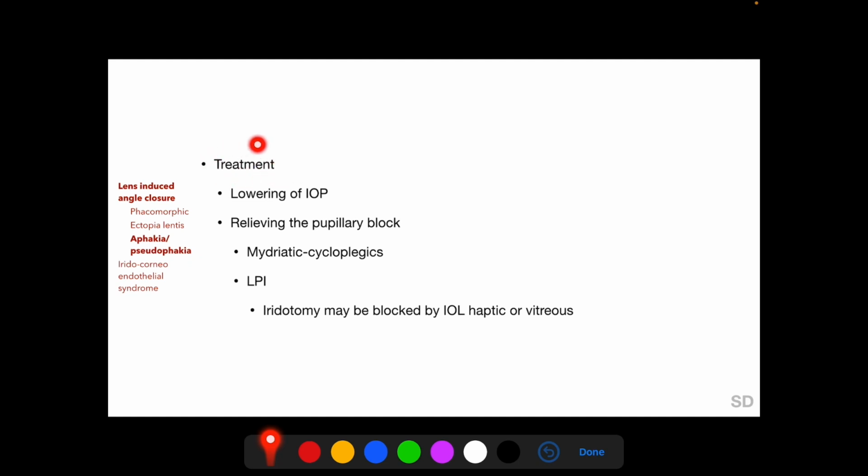Treatment of aphakic and pseudophakic pupillary block glaucoma includes lowering of the intraocular pressure and relieving the pupillary block with either mydriatics and cycloplegics and/or a laser peripheral iridotomy, but the iridotomy may be blocked by the haptic of the intraocular lens or by peripheral vitreous.